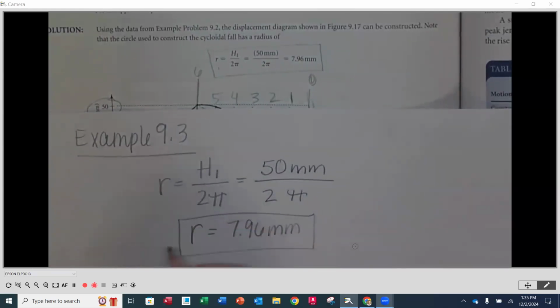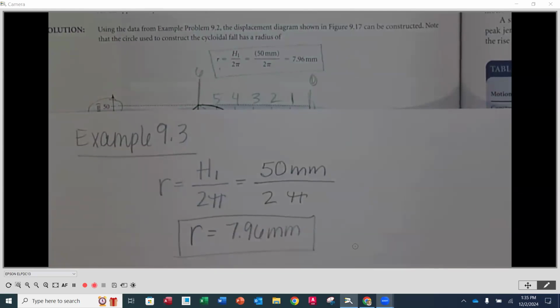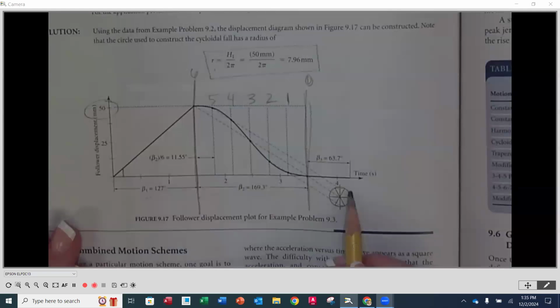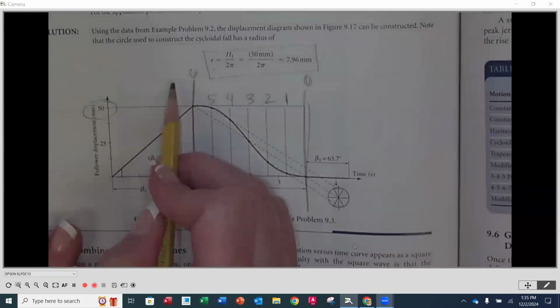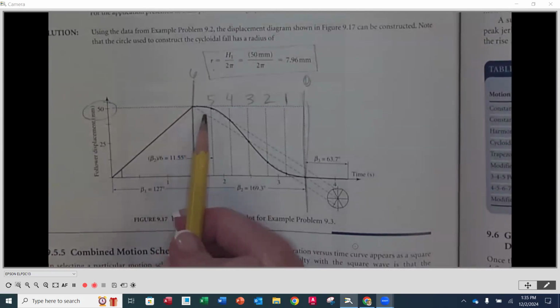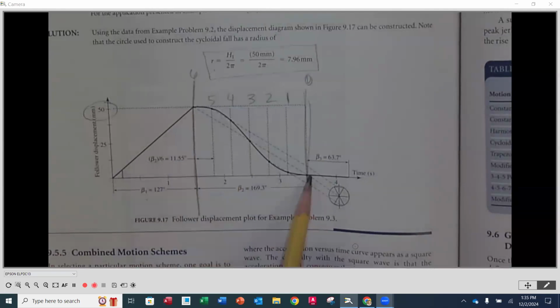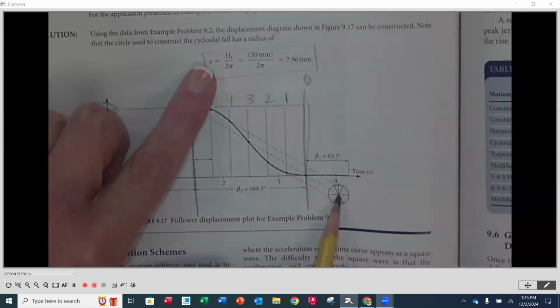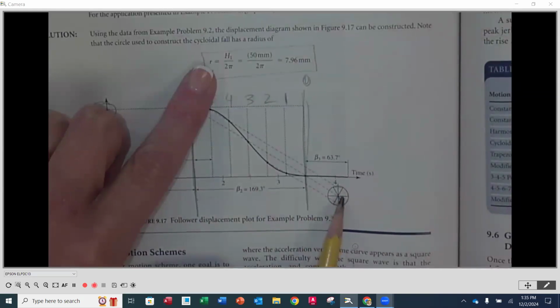Okay. Now that is the radius of that circle. And we're going to look at now the construction of that circle. The construction of the circle is going to be down here. It's coming on the fall. You're going to start at the end point and go straight down to that origin down there. That's going to be the line you're going to extend for the center line that has a radius of 7.96, or about 16 millimeters in diameter, right? Not quite. That's going to be where the center is.